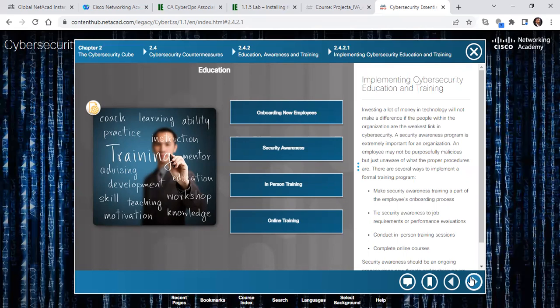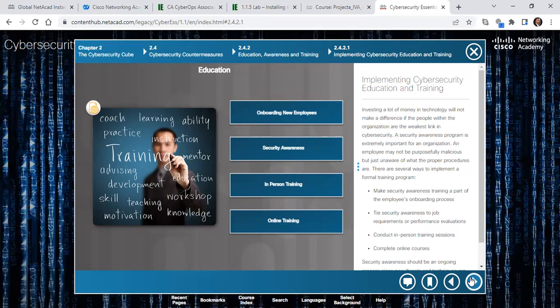All right. So first thing is implementing cybersecurity education and training. Investing a lot of money in technology will not make a difference if the people within the organization are the weakest link in cybersecurity. So this part is very important. Say you have an office, you are the cybersecurity professional, and you notice that about 10 of the IT staff you are working with are not cybersecurity certified, or don't even know anything about cybersecurity. You are putting yourself at big risk. That's what they're trying to say.